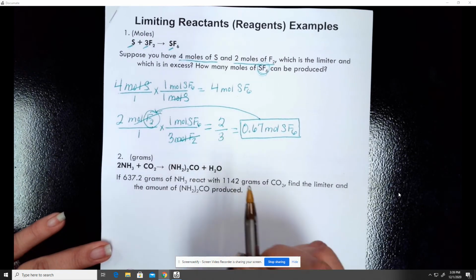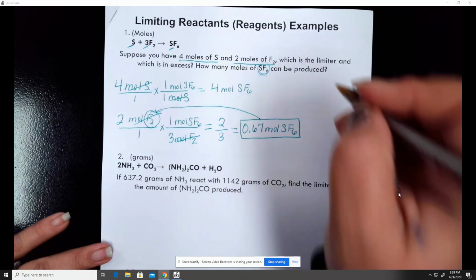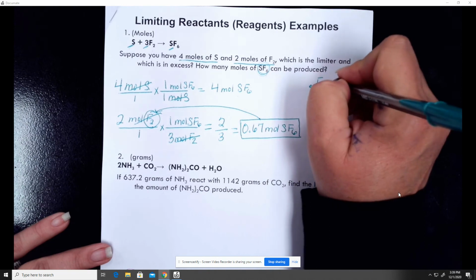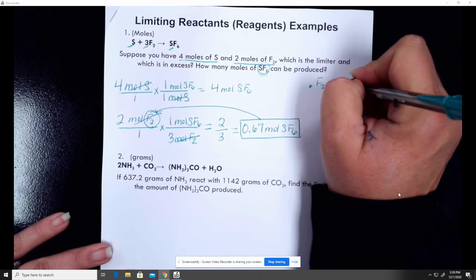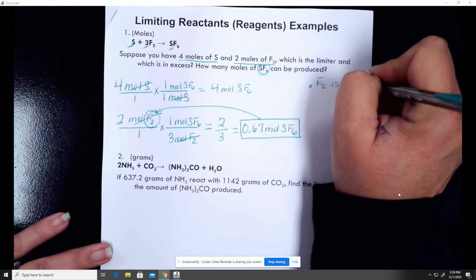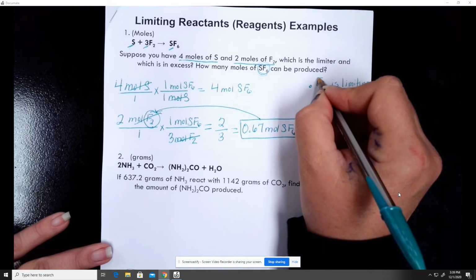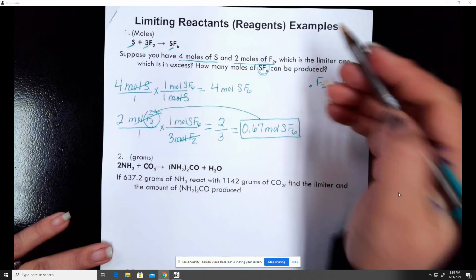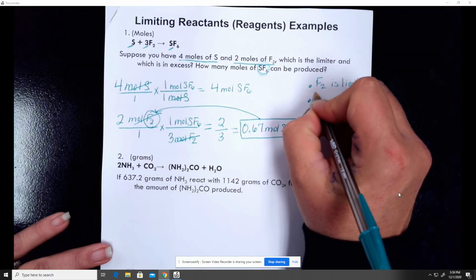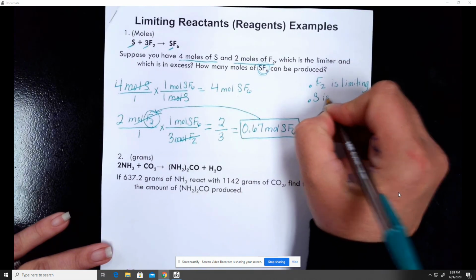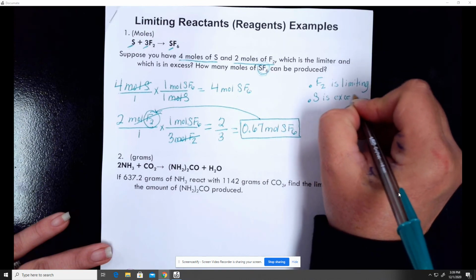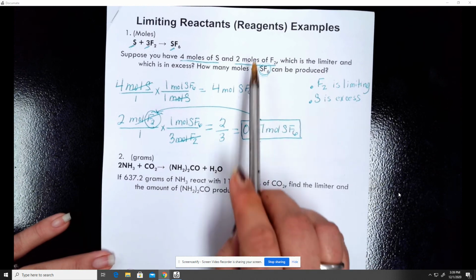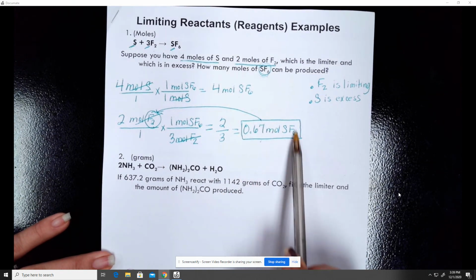I started with F2. So that means F2 is our limiter or limiting substance in this equation. All right, and if F2 is limiting, the other reactant is going to be our excess reagent. Okay. And that is it for limiting reactants in moles.